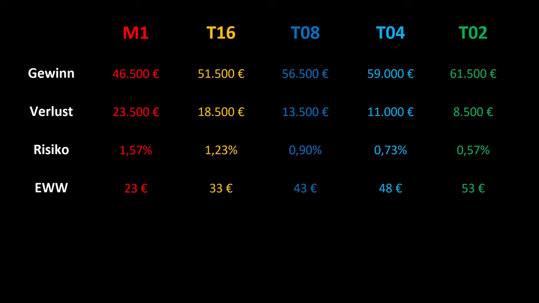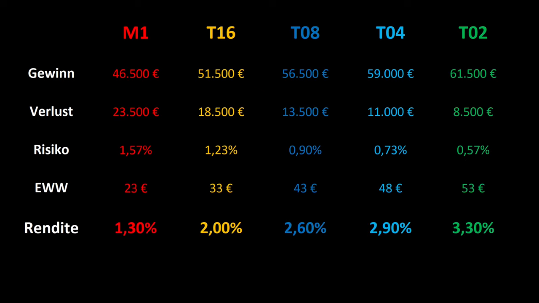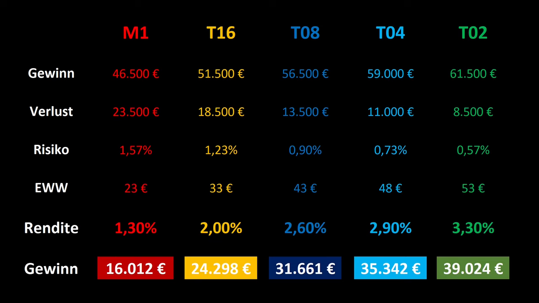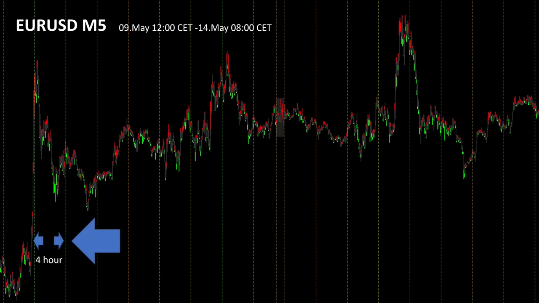The expected value is correspondingly higher and so is the return. The net income after taxes is twice as high at the end and amounts to almost 20,000 euros. That alone is a good reason to take a closer look at the tick chart. Here we see a normal time chart in the M5 in a range of 4 hours.